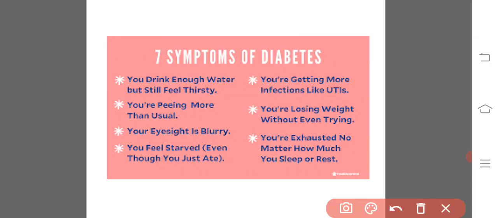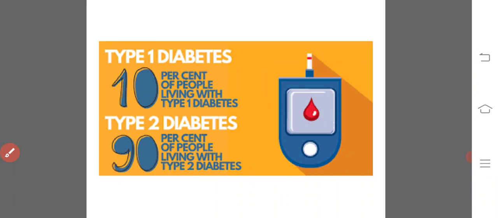And you can also see here at a glance: you drink enough water but still feel thirsty. You are peeing more than usual. Your eyesight is blurry. You feel starved even though you just ate. You are getting more infections like UTI, urinary tract infections. You are losing weight without even trying. You are exhausted no matter how much you sleep or rest. So these are some of the symptoms of diabetes mellitus.